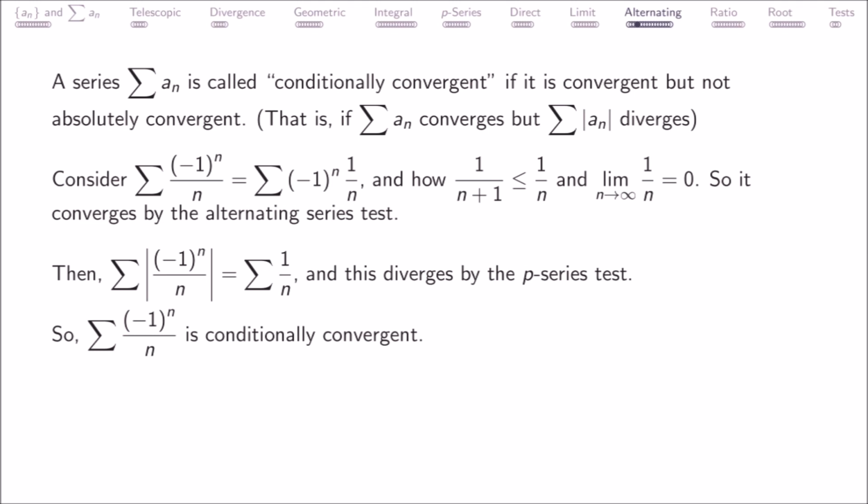A series An is called conditionally convergent if it is convergent but not absolutely convergent. That is, if series An converges but series absolute value An diverges. Consider alternating harmonic series. Here we have the following. So it converges by the alternating series test. Then, absolute value of the alternating harmonic series is the harmonic series, and this diverges by the p-series test. So the alternating harmonic series is conditionally convergent.